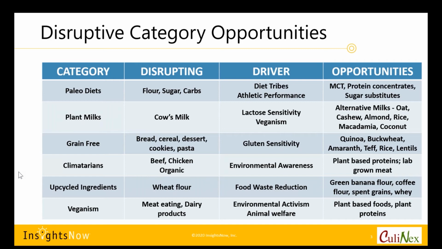I won't try to go through each one, but these are just some examples for you of how disruptive categories create things that are disrupted. They have drivers and they have opportunities they create for new ingredients and new products. All of that is important because as we talk later on in this presentation about behavioral insights, it's these behavioral insights that gain this understanding of categories and what is underlying these categories and driving consumer behavior. Very, very important to developing new products today.